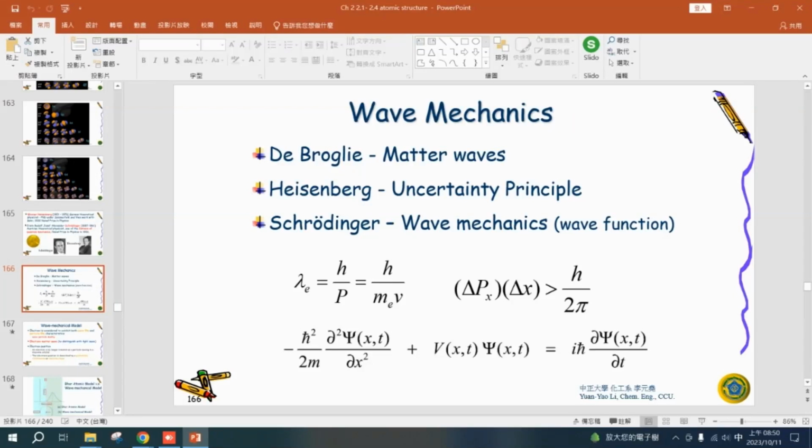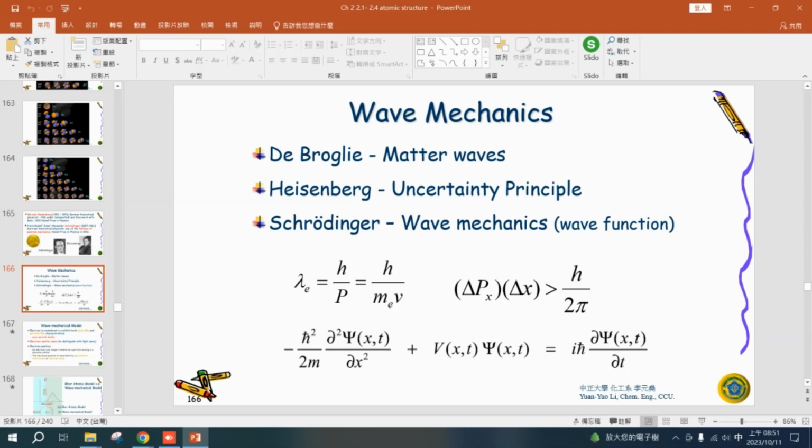Before we get started, as usual, let's recall what we have learned last week. Last week, we mainly talked about the wave mechanics of the atomic model, right? So there are three giants. They are de Broglie, Heisenberg, and Schrödinger. These three giants tell us that electron can behave like a wave as well as a particle, right?